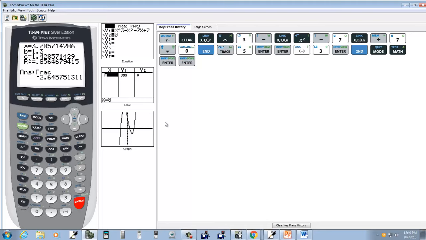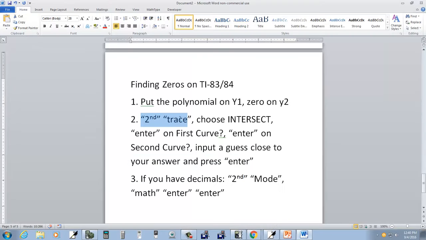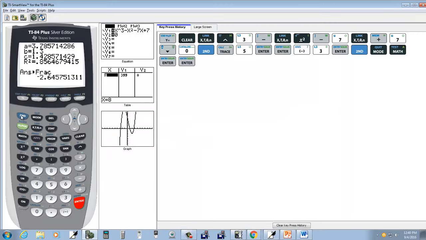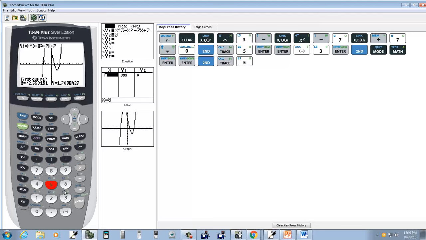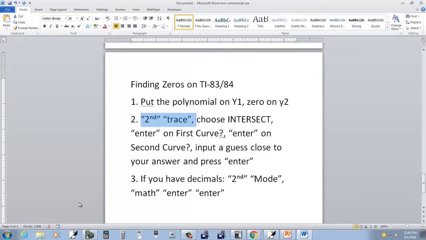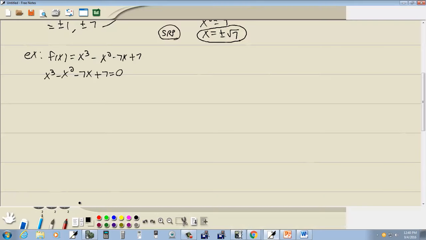Well, let's go through the process again. We're still in step 2. We'll do second trace, choose intersect, enter on first curve, enter on second curve. Our answers are where it crosses the x-axis. It looks like the next one is x equals 1. So I'll put 1 in for the guess and press enter. And it comes back and tells us the intersection is x equals 1.